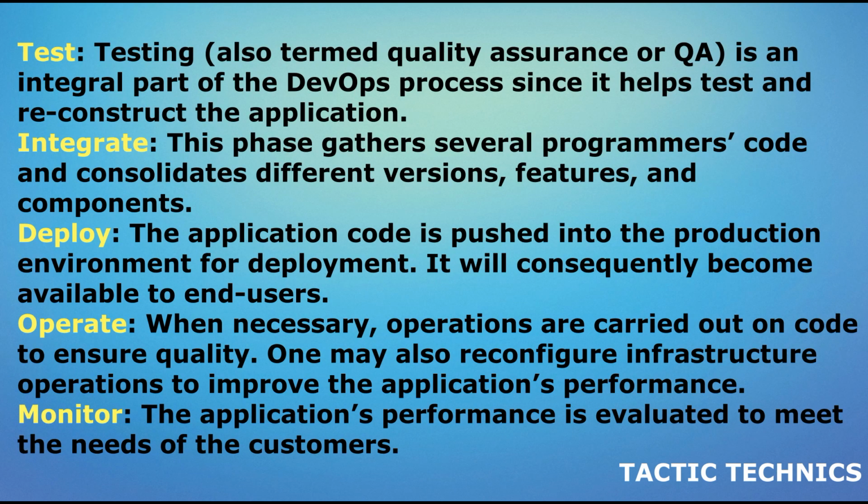Test. Testing, also termed quality assurance or QA, is an integral part of the DevOps process since it helps test and reconstruct the application. Integrate. This phase gathers several programmers' code and consolidates different versions, features, and components. Deploy. The application code is pushed into the production environment for deployment. It will consequently become available to end users. Operate. When necessary, operations are carried out on code to ensure quality. One may also reconfigure infrastructure operations to improve the application's performance. Monitor. The application's performance is evaluated to meet the needs of the customers.